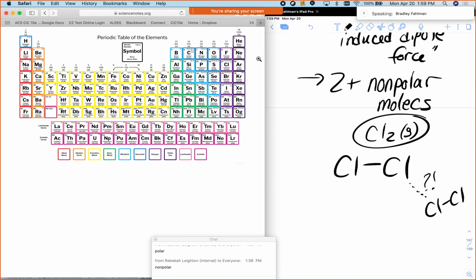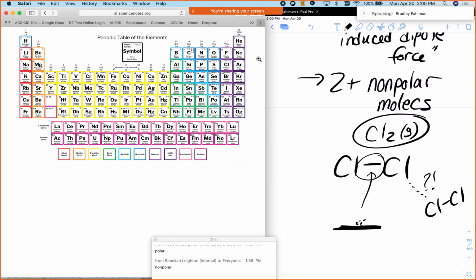And so what happens is, if you think about this bond, if I take a blow up of that bond, so here's the bond, and then I'm looking at electrons, right? On average, those two electrons are right here.